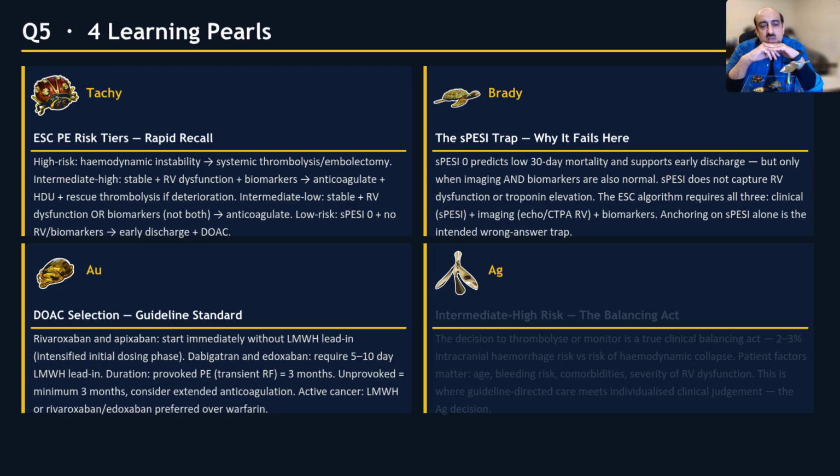In terms of duration, provoked PE, usually with a transient risk factor such as fracture, surgery, long haul flight, nothing else obvious, is treated up to 3 months. While unprovoked is a minimum of 3 months, up to 6 months, and then it can be extended anticoagulation depending upon the clinical circumstances. Active cancer, always use low molecular weight heparin initially. That's a safe option depending upon hemodynamic status and other parameters and clinical situation of the patient. And rivaroxaban and edoxaban are preferred over warfarin in such situations. Again, this is a general guideline. One size fits all does not apply here. Individualize the treatment to the patient's needs.